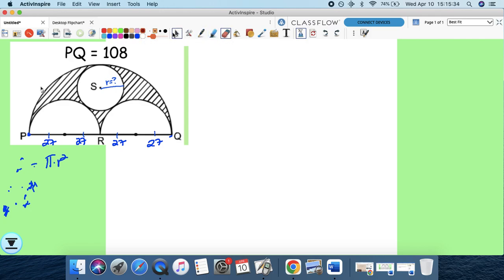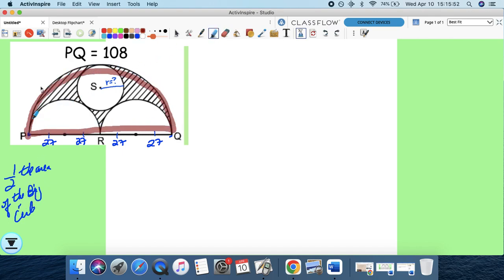Finding half the area of the big circle, this big circle right here. That's what I'm trying to find right now. A equals pi r squared, A equals pi. And what's the radius of the big circle? The radius will be from here all the way to here, which would be 54.